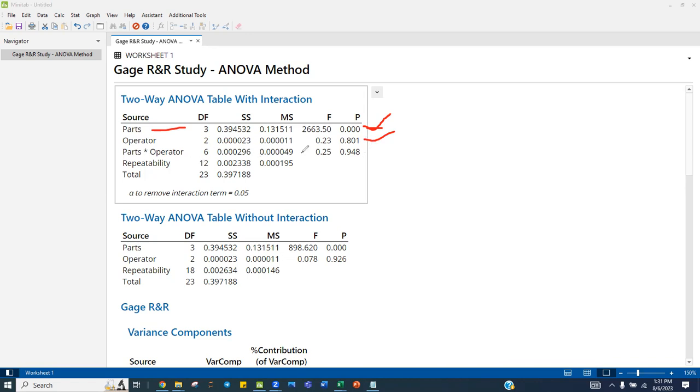When the part and operator interaction is happening, for Amit, Deepika and Maitri, parts A, B, C, D, whether Amit is measuring part A or part B, or Deepika is measuring part A or part B, they are consistent about the result. There is no influence of whichever part they are measuring. So this p-value is also good for me. It should be greater than 0.05.